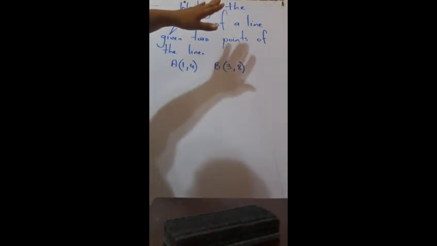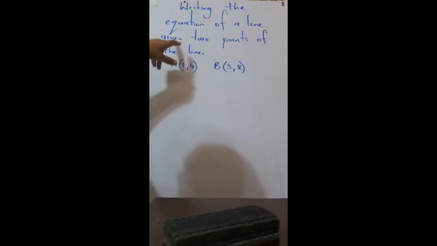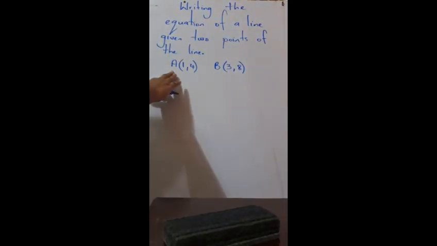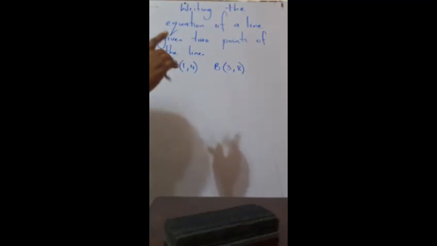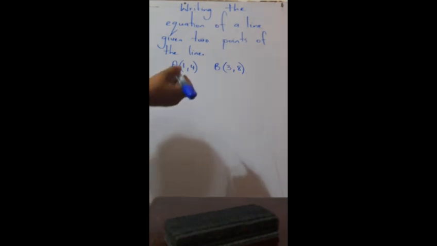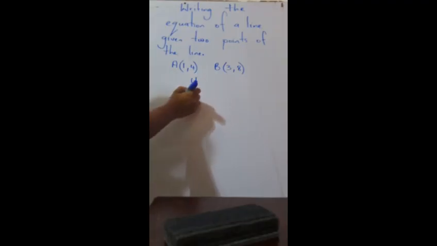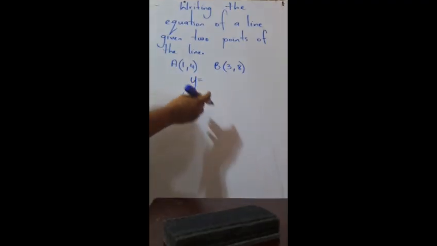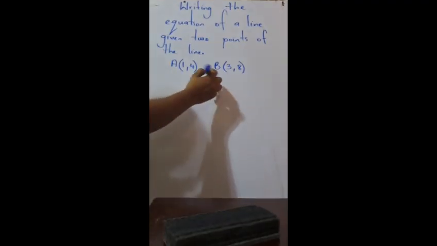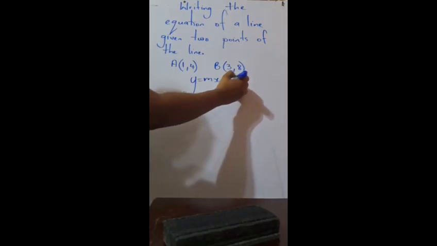Today we're writing the equation of a line given 2 points on the line. Now I have the points A and B that are lying on the same straight line, and we want to know what then is the equation of this line. We want to write the equation of the line in slope-intercept form, and that form is y equals mx plus c.